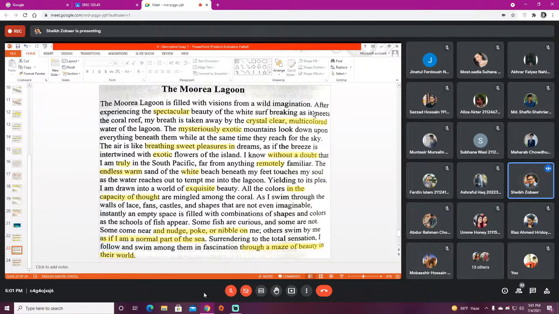All right, most of the writers will go for this kind of simple or common expression. But with a bit of creativity, you can say the same thing, but the effect will be vastly different. Instead of simply saying Moria Lagoon is a beautiful place, you could say Lagoon is filled with visions from wild imagination. What you mean is that it is an extraordinarily beautiful place. But instead of just writing that same expression, you go for a bit more creativity.